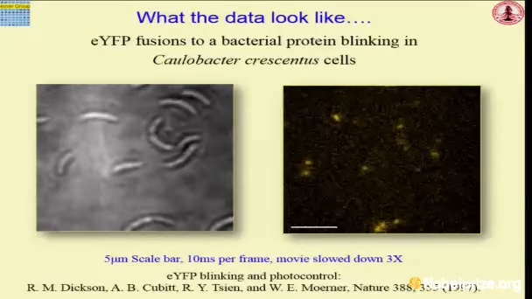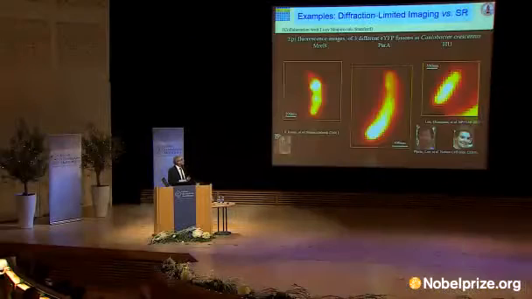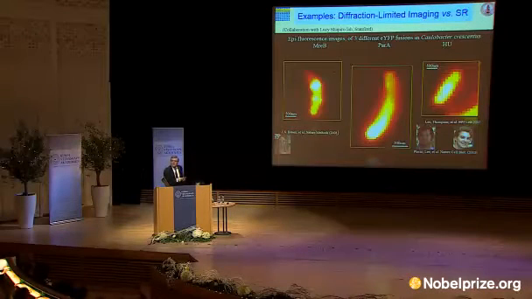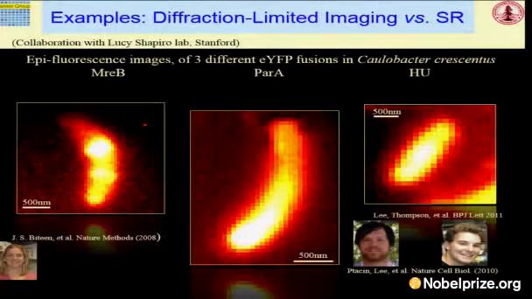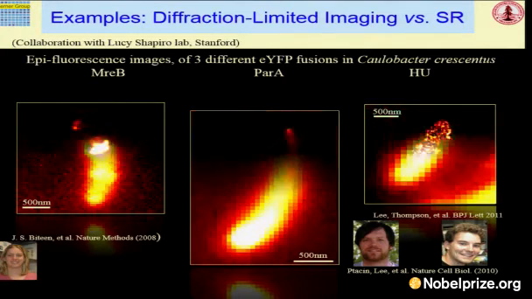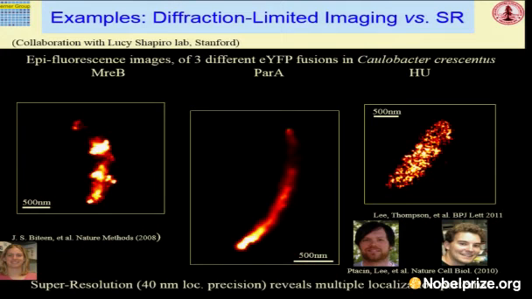How about some additional examples? Let me show you. In a collaboration that's been going on in my lab with Lucy Shapiro for some years, we've been looking at Caulobacter crescentus, an interesting bacterium. And here's 3 different proteins. Each case has been fused to YFP: MreB, ParA, and HU. These are the diffraction-limited images. And these are the ones that led people to say, oh, well, light microscopy won't be useful because it doesn't have enough resolution. But with these super-resolution methods that I've described, this is what you see.